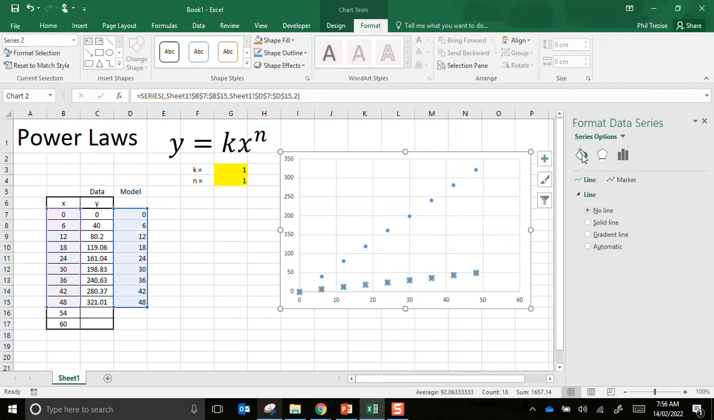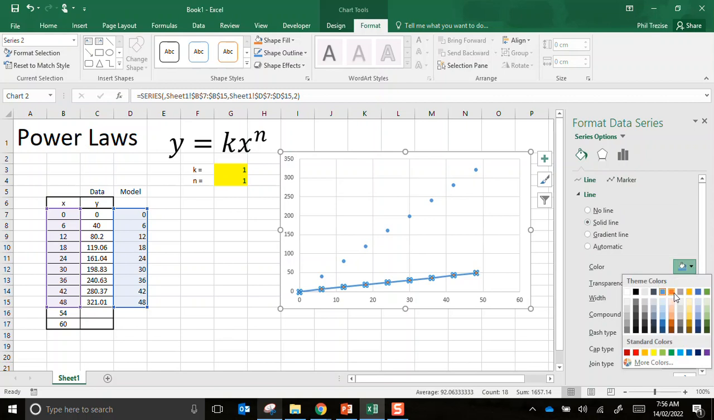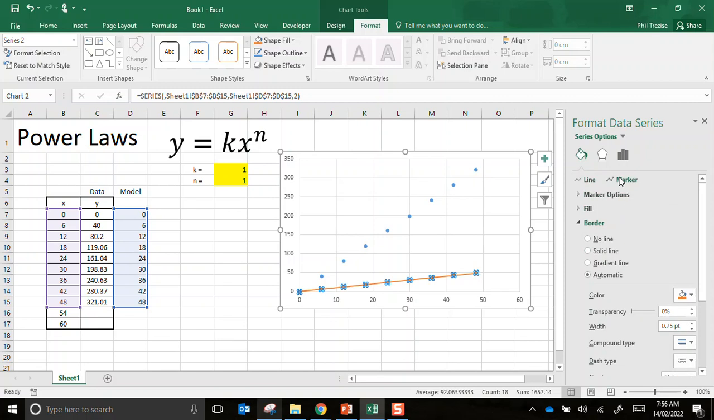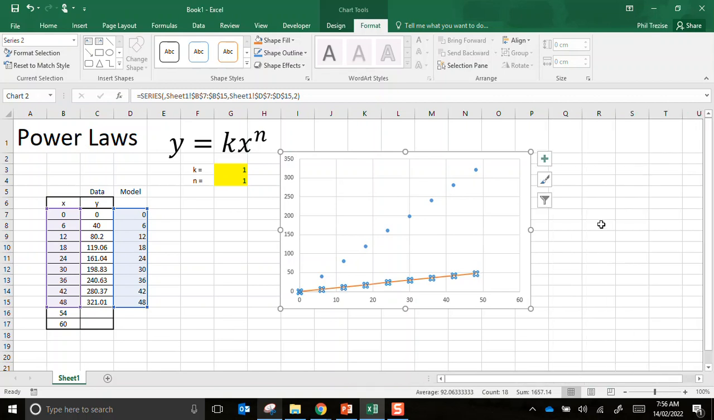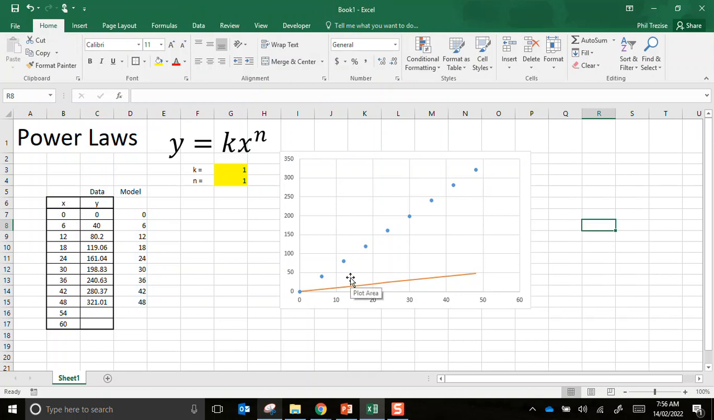Now I will format those to be a straight line. So we've done this before. We want a solid straight line. Let's make it orange and keep it a bit thinner. And when it comes to the markers, we don't want any markers. So the blue dots are the data points and the straight line is the model. The model is nowhere near good enough. Now, I'm happy with the fact that the power is 1 because that's what made it a direct proportion or a linear model, but k needs to improve a bit.